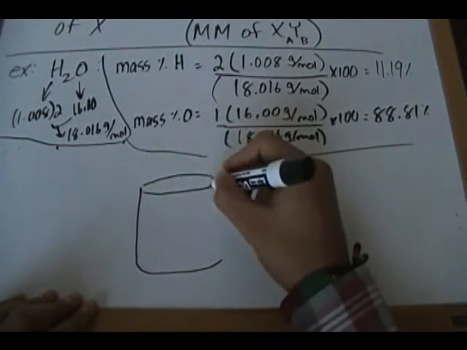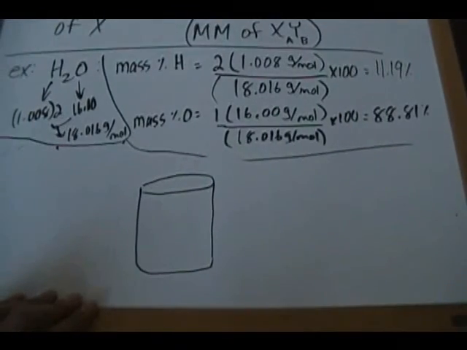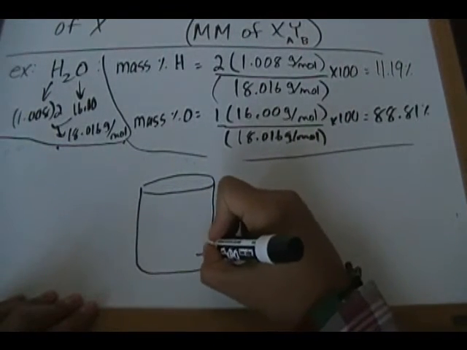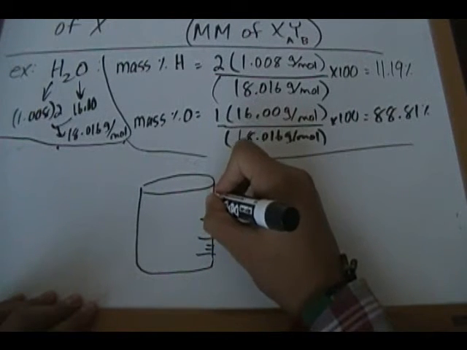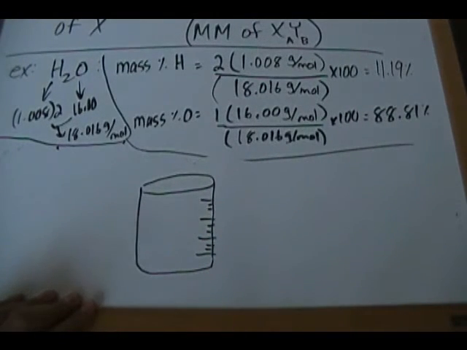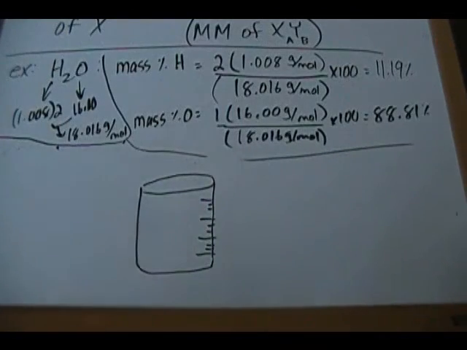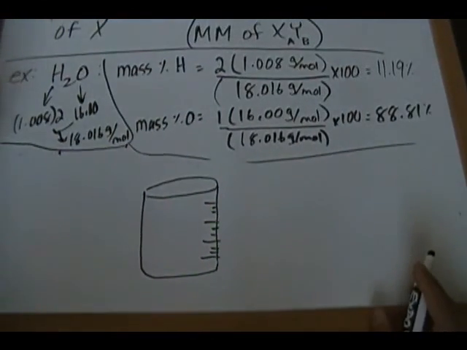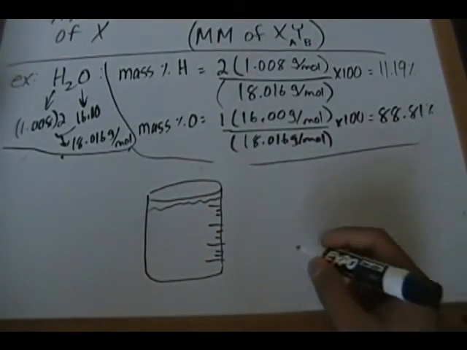Let's see how good my drawing is today. Your beaker usually has those little marks to represent 50 mL, 100 mL, 150, 200, whatever it may be. So we have our nice little beaker, and it has some water in it.